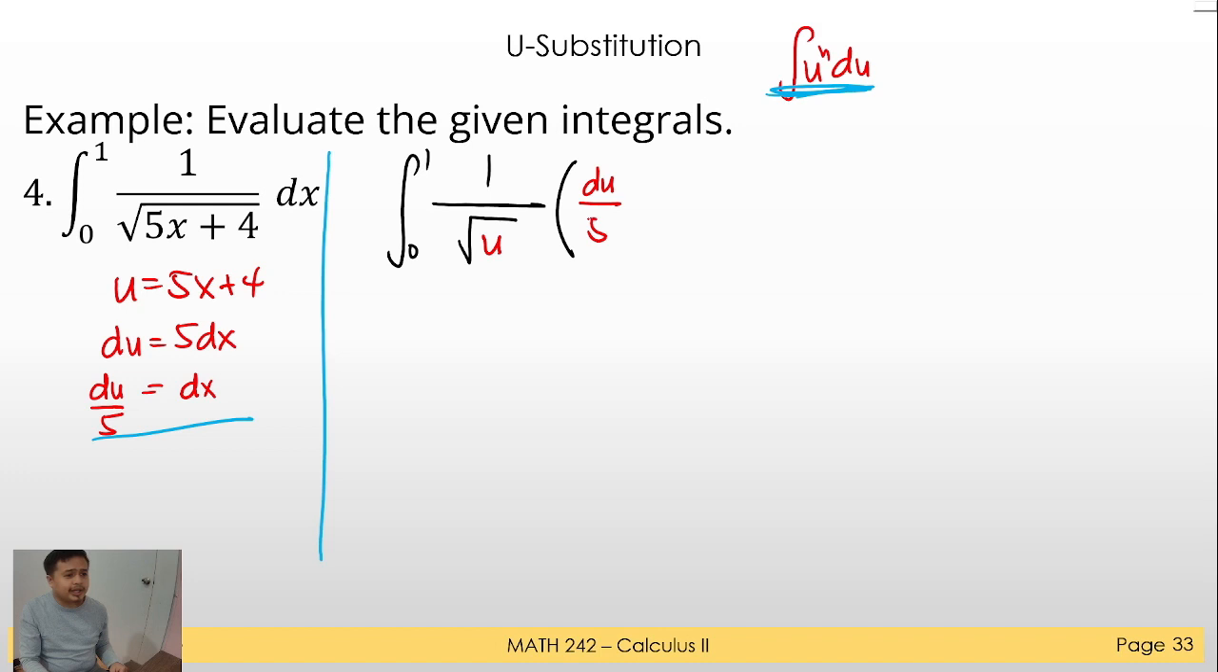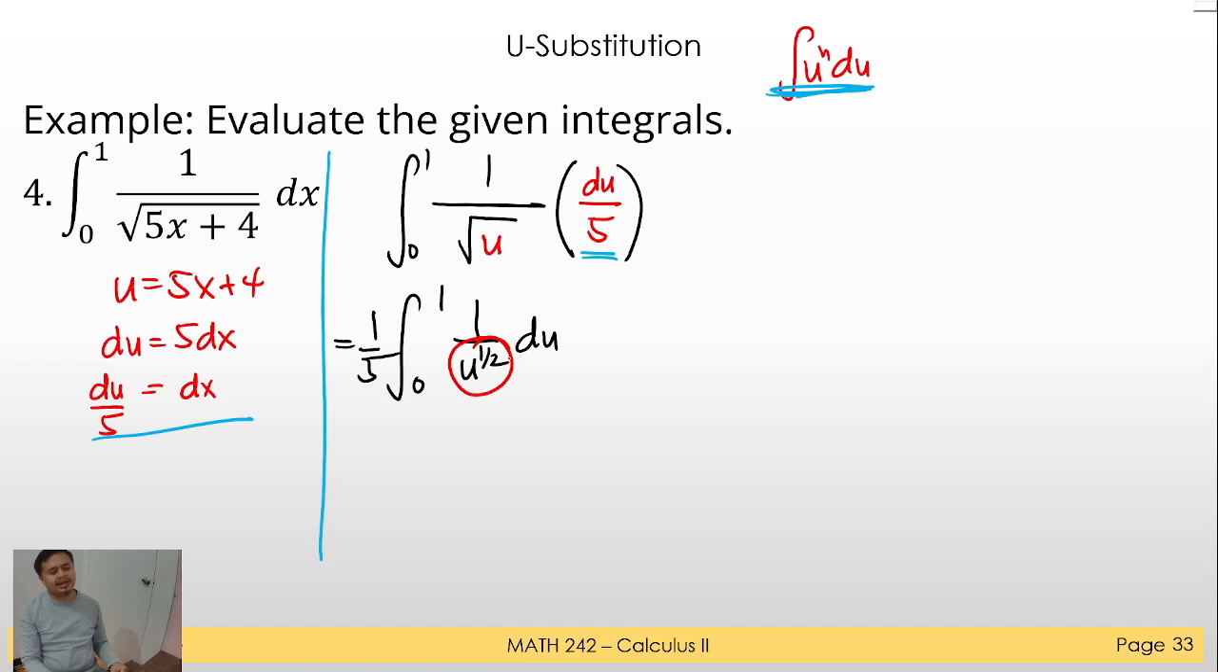So du over 5. So this will be equal to the integral from 0 to 1 and then factor out this 5 here. So we have 1 over 5, and then du over square root of u, no? So square root of u is also the same as 1 over u raised to 1/2, and then du. And then this u raised to 1/2 in the denominator can also be changed. So this is also the same as u raised to negative 1/2. If it is in the denominator and you put this in the numerator, you just have to change the sign.